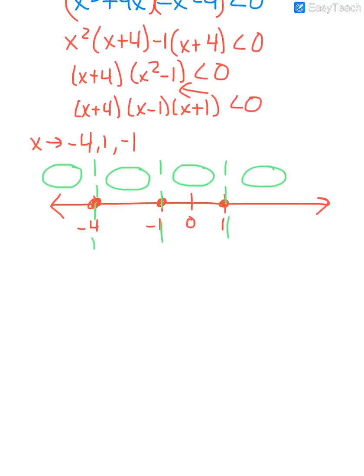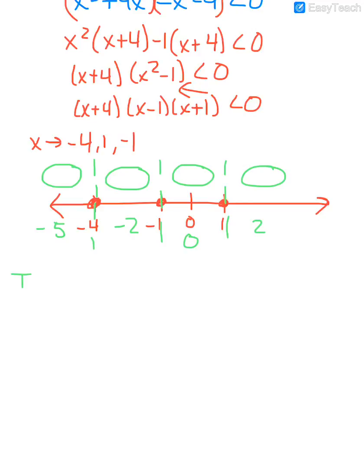So I'm going to pick negative 5. I'm going to pick negative 2. I'm going to pick 0. And I'm going to pick 2. Okay? Try to pick nice, easy numbers for yourself. The lower, the better.